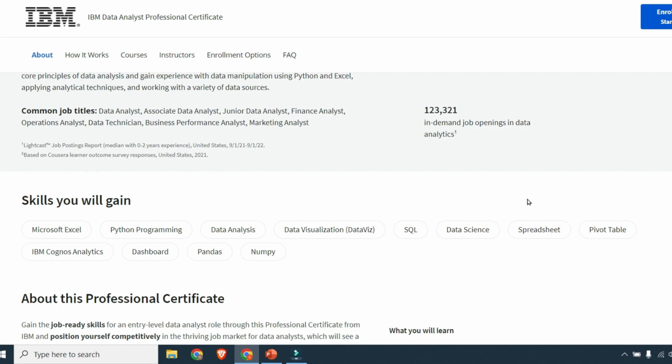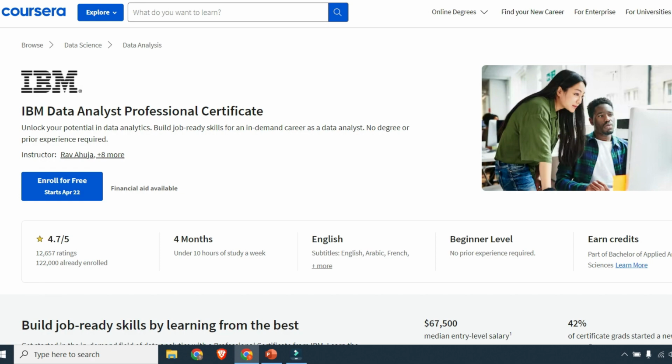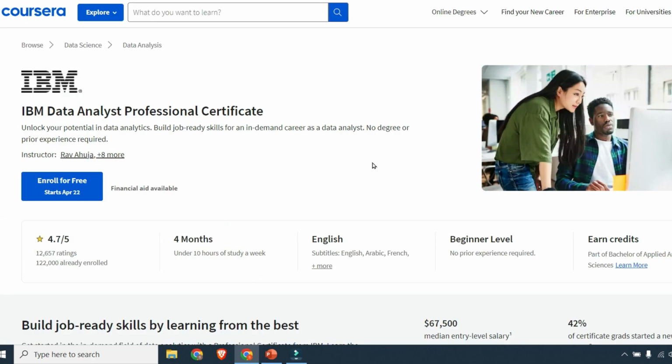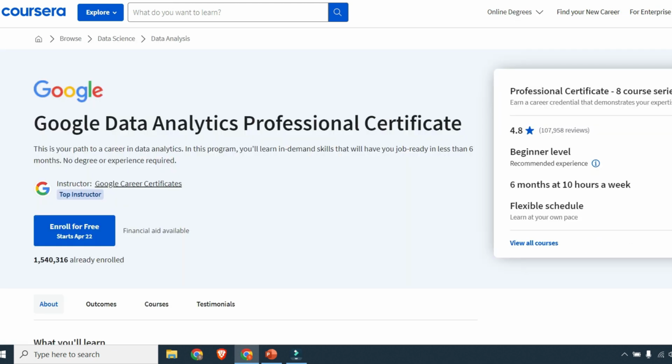Really, the only reason why you would do this is if you're working on a project and your company's paying for it and they want you to do it. This would be the last one I would do out of the 4 that I've already shown you. Just remember, the price of the IBM and the Google ones are $39 per month.